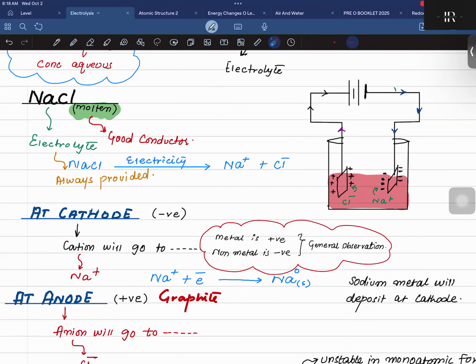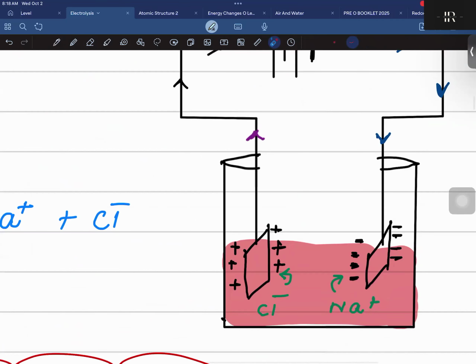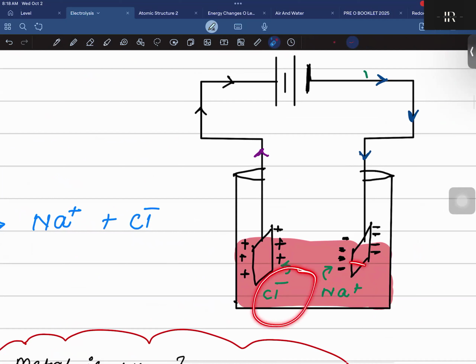You will see that in this beaker, a lot of Na positive ions and a lot of Cl negative ions are there. Once you have provided electricity and the compound is broken down, you would see a lot of cations and a lot of anions over there. Then what would happen?